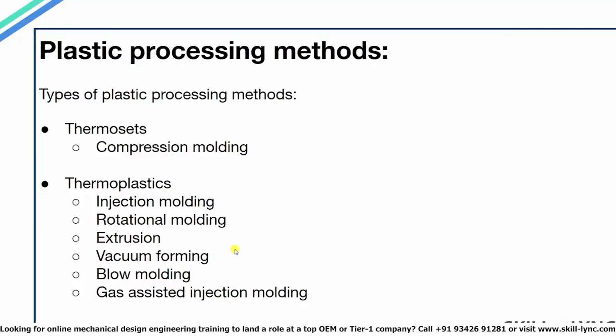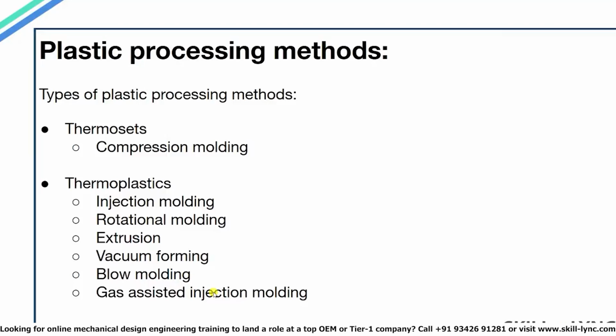In thermoplastics, we have injection molding, rotational molding, extrusion, vacuum forming, blow molding, and gas-assisted injection molding. The working of gas-assisted injection molding is the same as injection molding, which was covered in initial slides, but here an additive is added in the form of a gas. When making components of high thickness using the injection molding process, small craters are produced in the part due to shrinkage of plastic. This is a defect known as a sink mark.